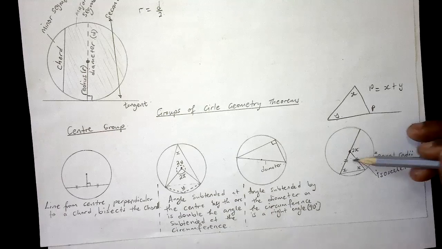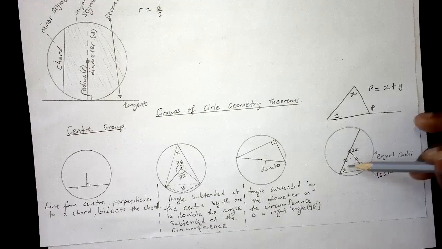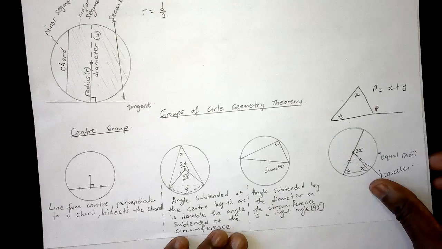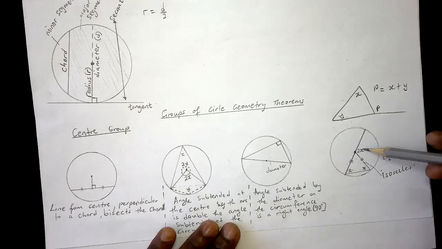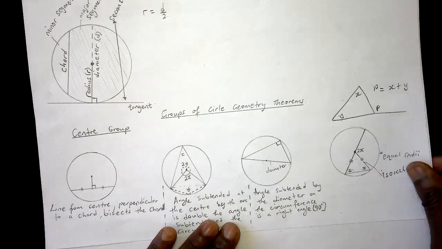triangles. Like here we have got an isosceles. Where is it coming from? Because we are saying these radii are both equal, and that makes the base angles also equal. But we are also saying the exterior angle is the sum of the opposite interior angles. We also need to understand that.